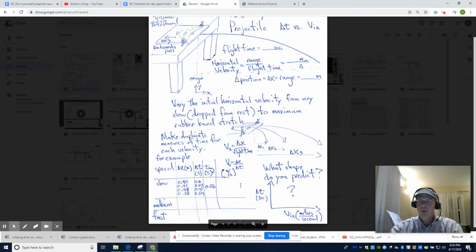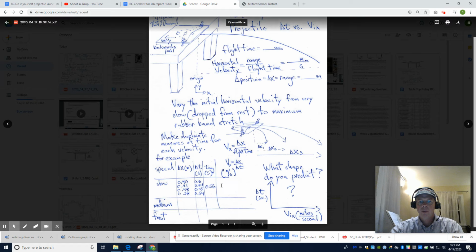Now, I put velocity over here because it's a calculated value, but remember, it's our independent variable. So when we make our spreadsheet, we actually want it to the left of flight time. Usually in spreadsheets, you want X on the left and Y on the right. So not the greatest order for the columns here. And as usual, we make a prediction.